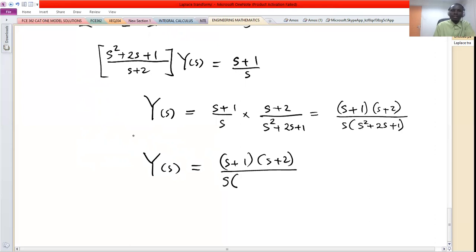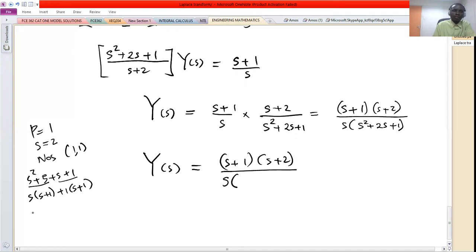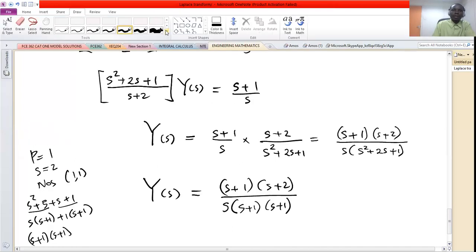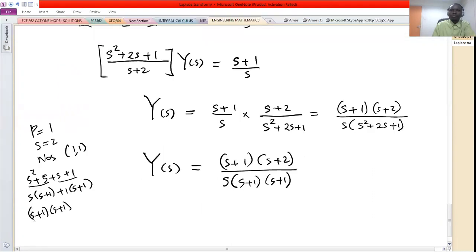But then this one, these are quadratic expressions. So product is 1, sum is 2. So numbers 1, 1. Which means we have s squared plus s plus s plus 1. So common here is s into s plus 1. Common here is 1 into s plus 1. So that we have s plus 1 times s plus 1, or simply s plus 1 squared. So this can be written as s plus 1 times another s plus 1. And you can see clearly that by writing that, this will cancel out. So this will cancel this one, so that we have s plus 2 over s into s plus 1.